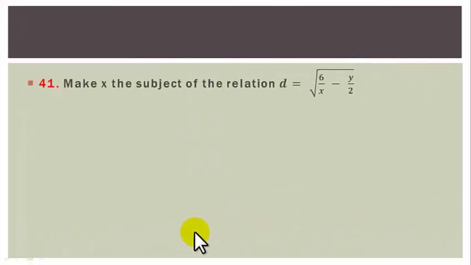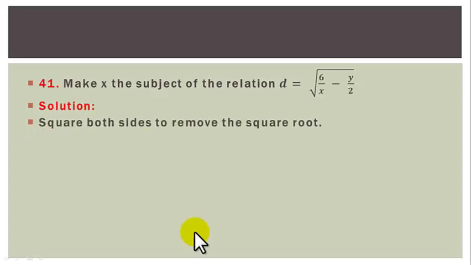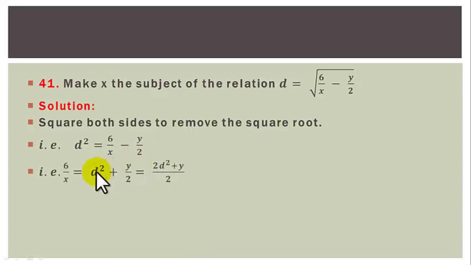Question number 41. Make x the subject of the relation d equals the square root of 6/x minus y/2. Solution. Let us square both sides of this equation to remove the square root sign. That is, d squared is equal to 6/x minus y/2. That is, 6/x is equal to d squared plus y/2.